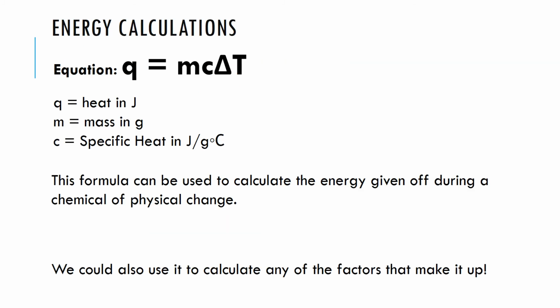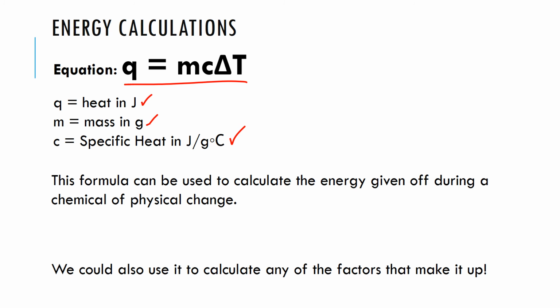All right, so we can do calculations with specific heat. We remember our formula for doing so is Q equals MC delta T, where Q is the heat in joules most often, lowercase m is the mass in grams, and C, the lowercase c, is the specific heat, and it has the unit of joules per gram degree Celsius. So we can use this formula to calculate the energy given off during a chemical or a physical change. You could also use it to calculate any of the other factors that make it up.